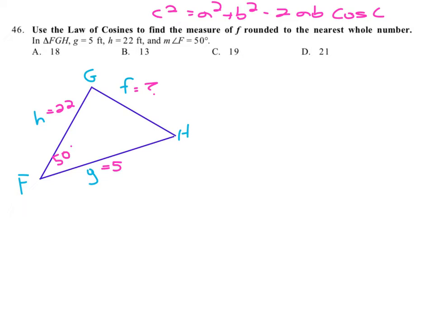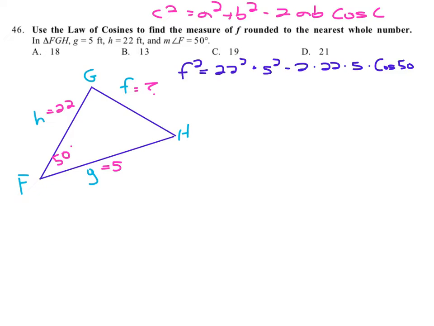So we can then write it as, instead of saying C squared, we can say F squared equals, and then plug in the sides we know. 22 squared plus 5 squared minus 2 times 22 times 5, the two sides that we used over here, already on the right hand side of the equal sign, that 22 and 5 appear twice, times cosine of the angle, and the angle in this case is 50.